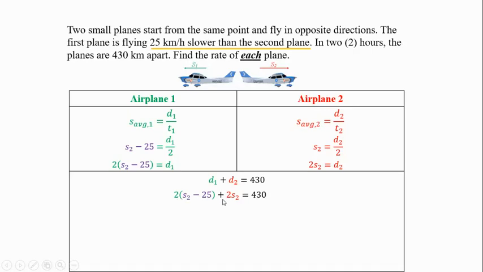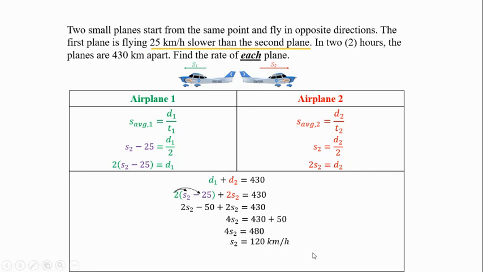Since we only have S2 as our unknown, let's crank out the algebra and solve for S2. Let's distribute the 2 to S2 and also distribute the 2 to the negative 25. If we do that, you get this third line here: 2S2 minus 50 plus 2S2, which is equal to 430. Here we have 2S2 and another 2S2, so combine like terms, and that will give us 4S2. I moved this negative 50 to the right side with the 430, and that changes to a plus sign. So we have 4S2 equals 480. Therefore, to solve for S2, we simply divide both sides by 4, and S2 comes out to be 120 kilometers per hour.